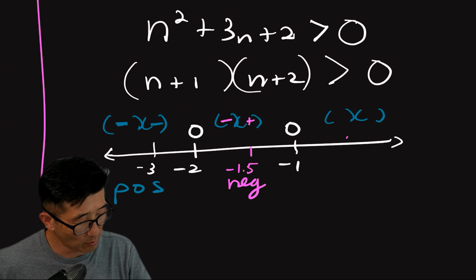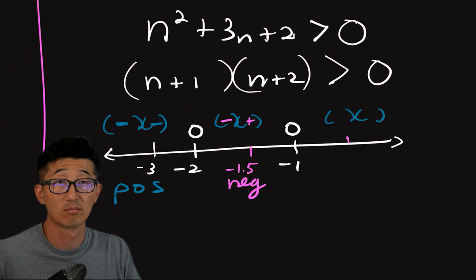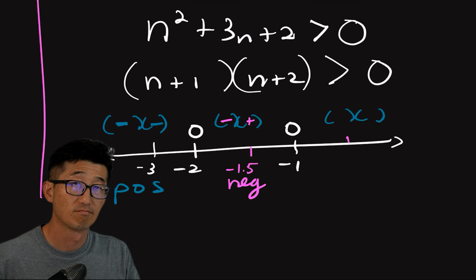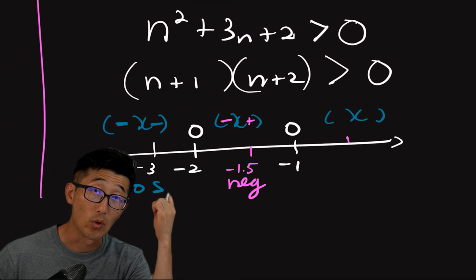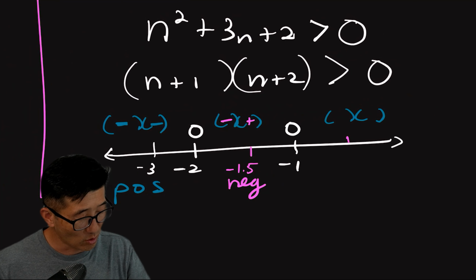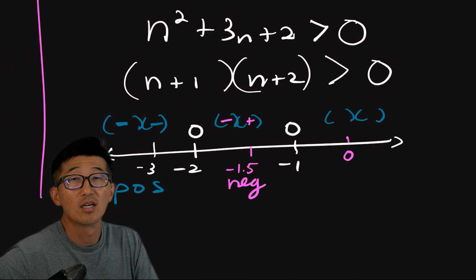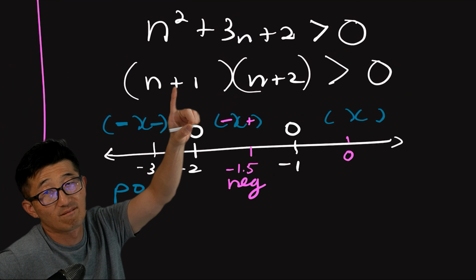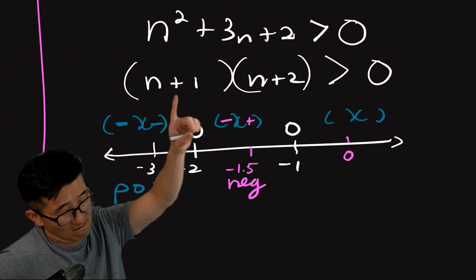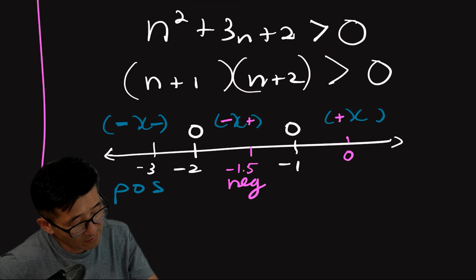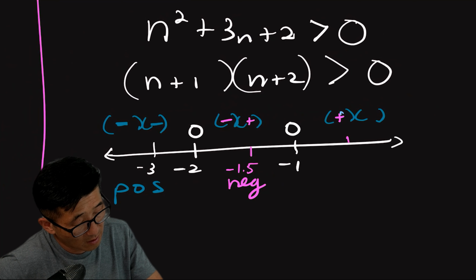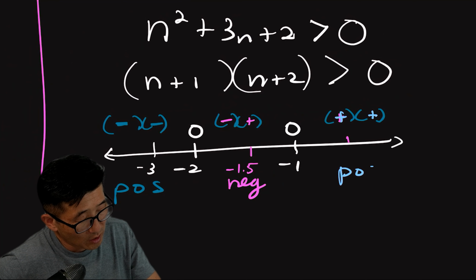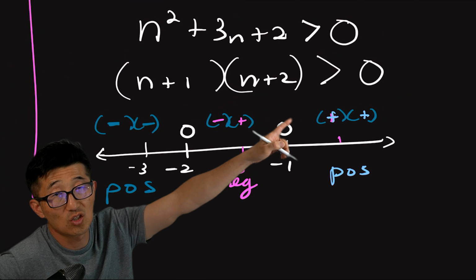We'll pick an easy number after -1, like 0. 0 is right after -1, right? So plug it in. What do you get? 1. Positive, and what? A positive. Notice, anything greater than 0 means it's positive.